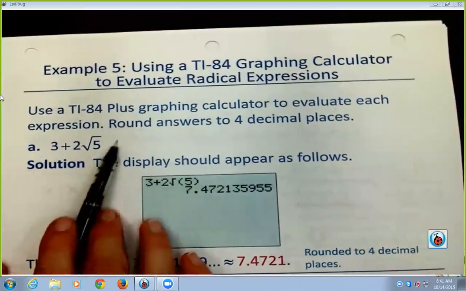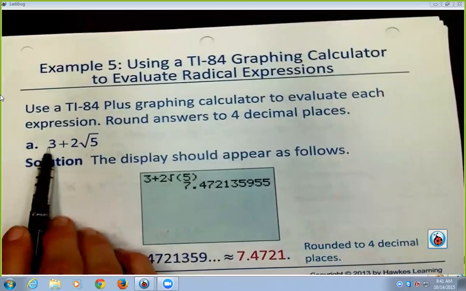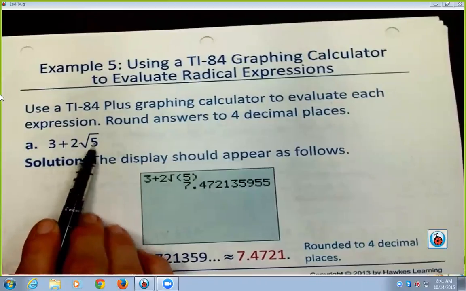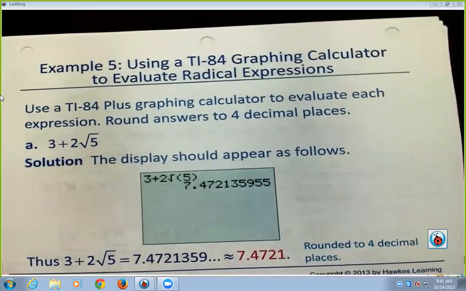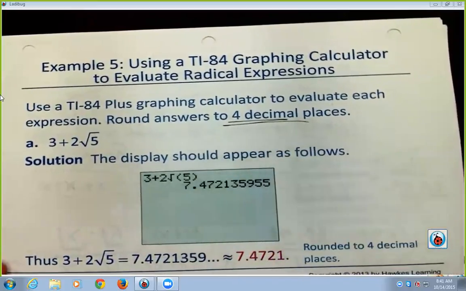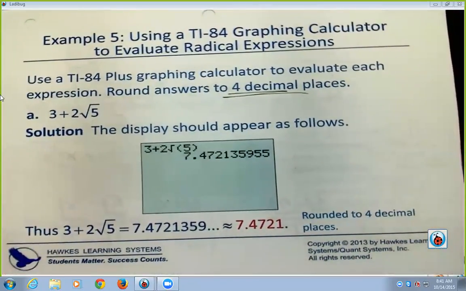So if I were to put this in my graphing calculator, I would simply put it in as I see it. So it would go in as 3 plus 2 times the square root of 5, hitting enter, and you would end up with, of course, what your answer happens to be. And it will usually round to 4 decimal places. So we would round it off and get our 4 decimal places.